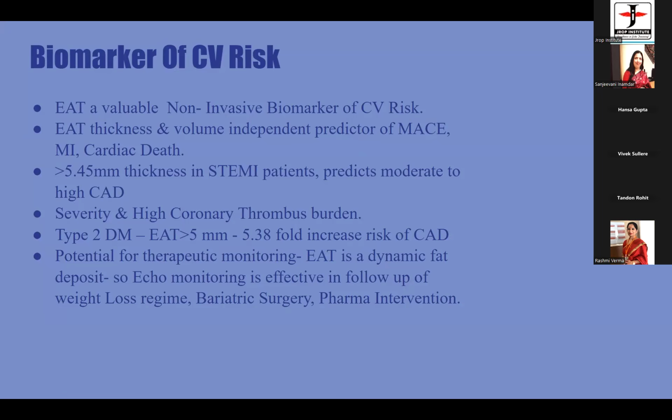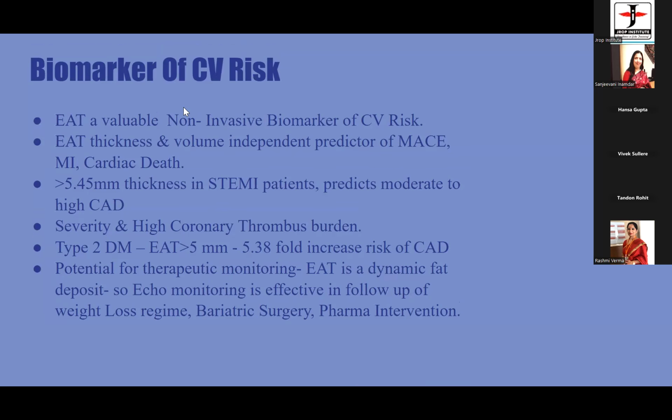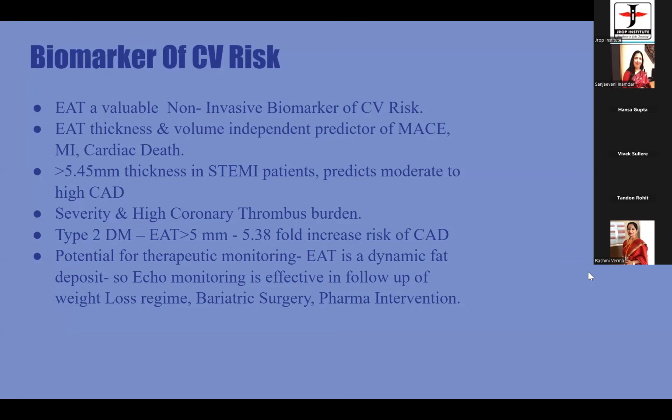So here the idea of emphasizing this is actually the result of many meta-analyses done in 2025 on this important predictor of cardiovascular risk. And it has been found that a thickness of around 5 to 5.5 has been found to be associated with a very high risk. In diabetics also, with the increasing thickness, the risk of CAD increases.